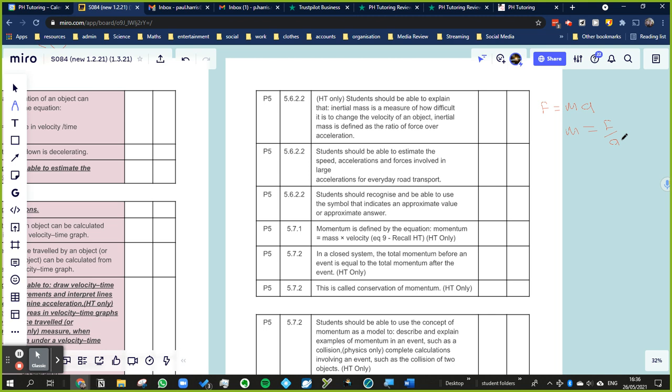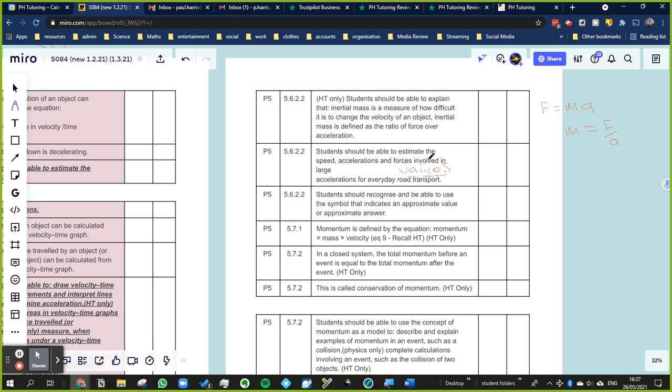So students should be able to estimate the speeds, accelerations and forces involved in large accelerations for everyday situations. Right, these ones, there's going to be some book that you can find. You need to sort of start to just memorize the values of things like walking speed, running speed, and things like that.